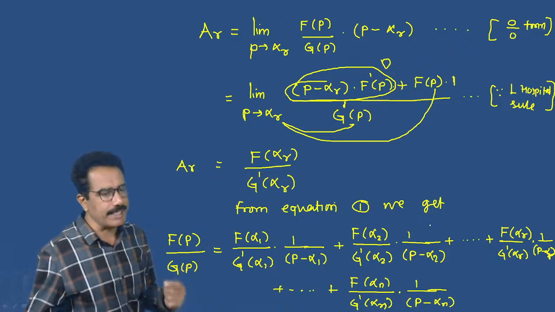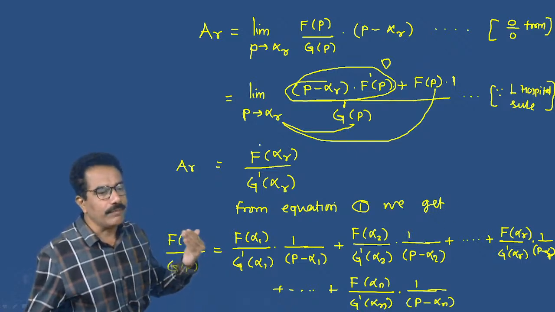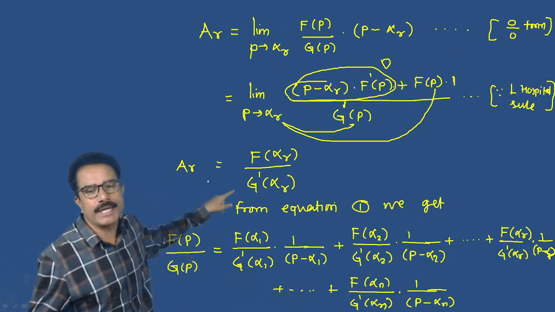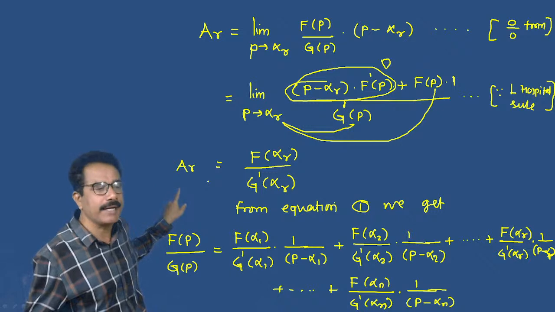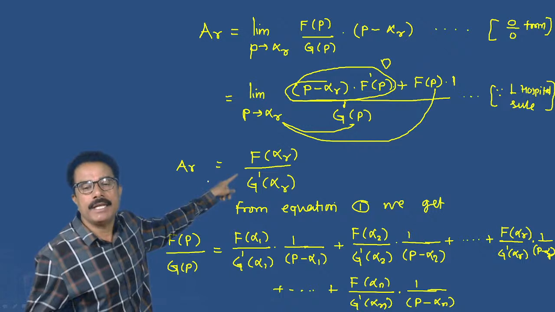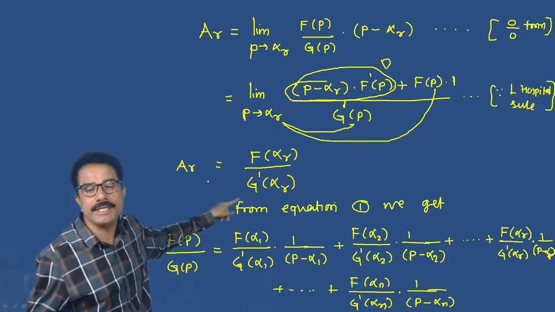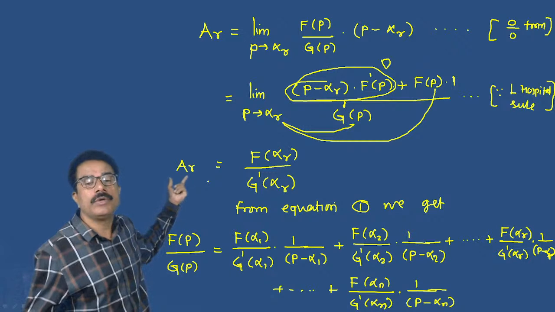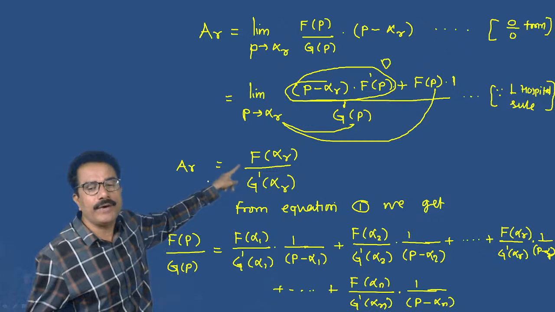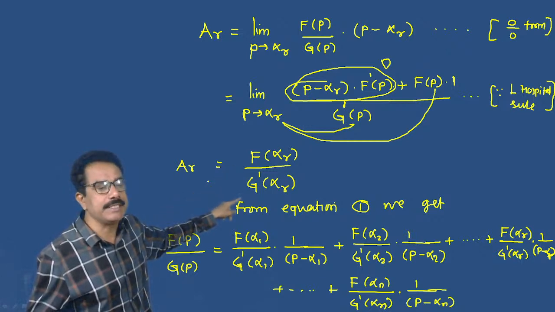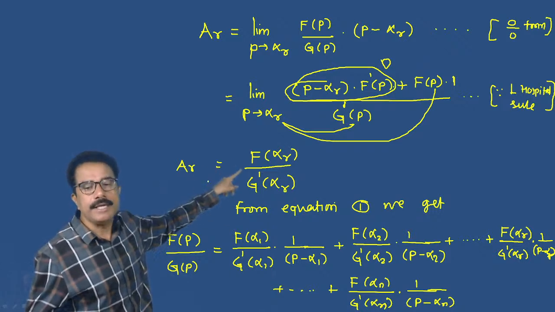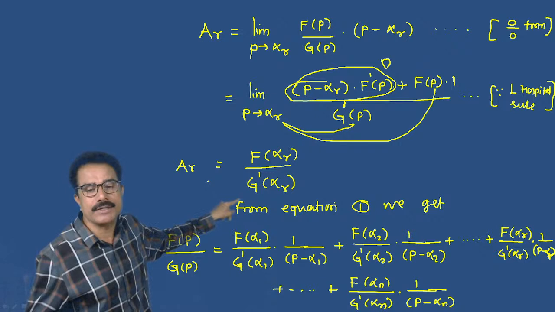From equation 1 we can write A1, A2. This is the general term AR. So A1 means capital F of alpha 1 divided by G dash of alpha 1. We have to put the value of A2, capital F of alpha 2 divided by capital G dash of alpha 2. We have to put the value of AN, F of alpha n divided by G dash of alpha n.